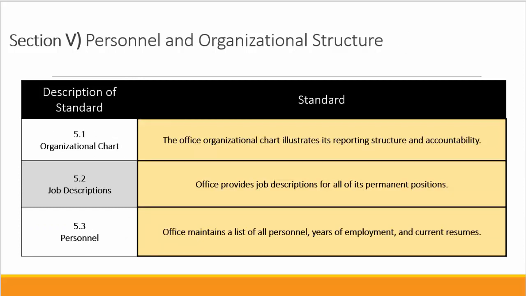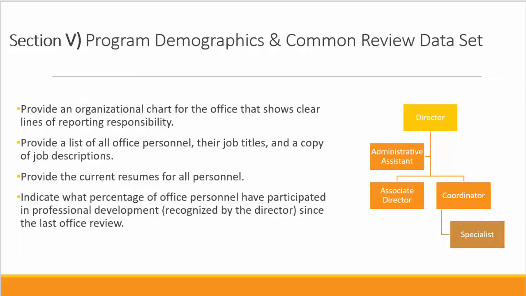Section 5 gets into the personnel and organizational structure. Here you should have your org chart, the office director, and then what the reporting structure is. Include the most recent job descriptions, and a list of all personnel, years of employment, and current resumes of personnel within the office. So your org chart should just show the layout of who reports to whom. So if people have a question about their duties or what they should be prioritizing in terms of the office work, the org chart shows us a way to map those out.